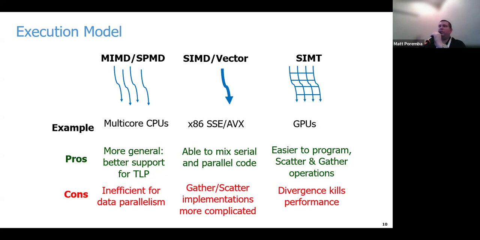But it also means that because they're explicitly designed around this idea that everything is executing concurrently, performance really suffers as soon as that requirement breaks. So as soon as those threads diverge and they're not doing the same thing at the same time, your performance on a GPU is really going to suffer.